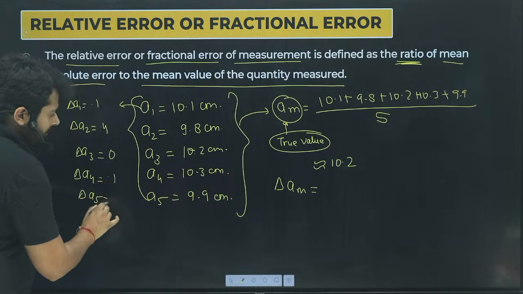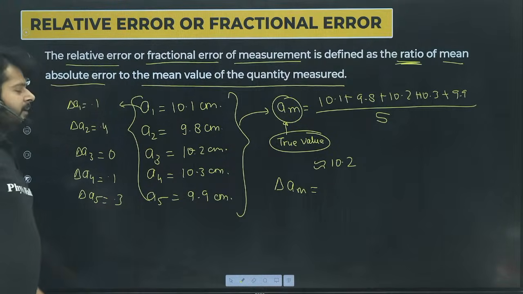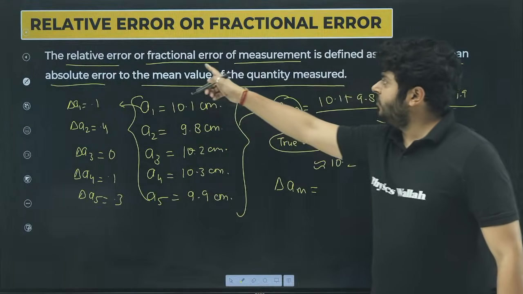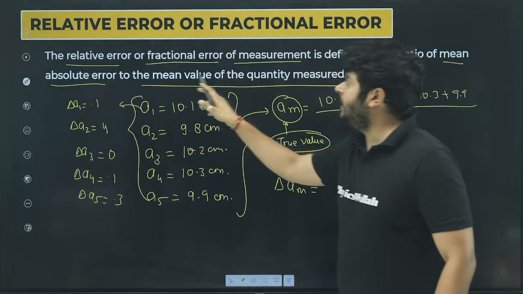Absolute error of the fifth measurement, 9.9 and 10.2, let us say it is 0.3, okay? So you see that these are the absolute errors of all the measurements. So what is relative error or fractional error? It is defined as the ratio of mean absolute error to the mean value.